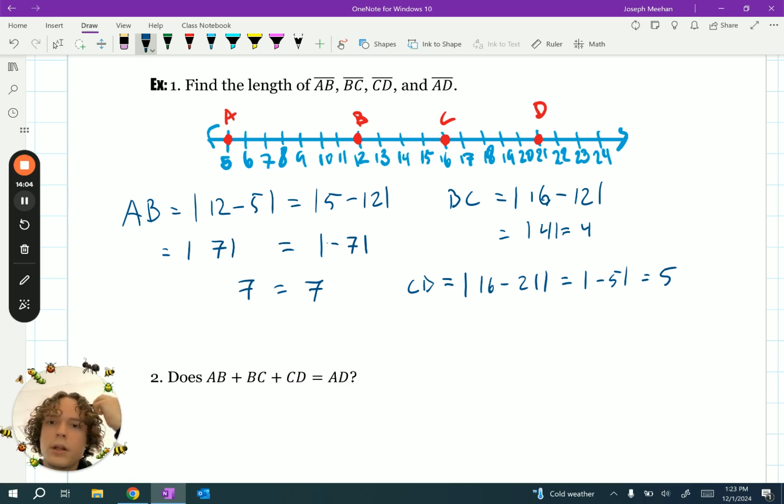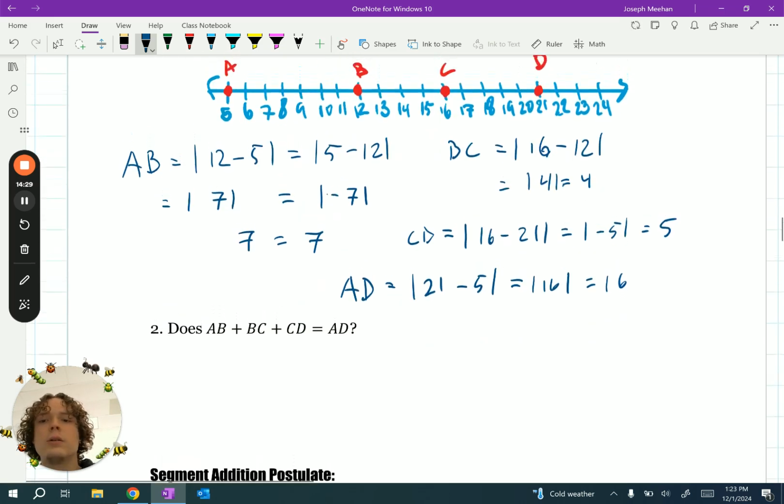All right. And then AD, let's do D is 21, A is 5. The absolute value of 21 minus 5 is the absolute value of 16. What's the absolute value of 16? I believe that's still just 16. There we go. Now here's a question. Does AB plus BC plus CD equal AD? I don't know. Let's figure it out.